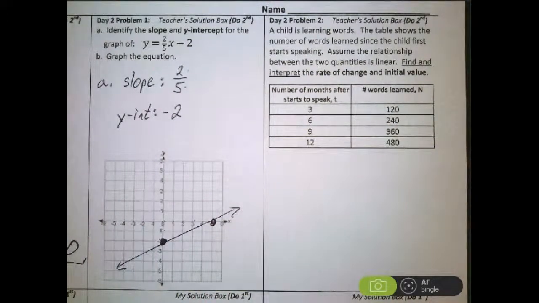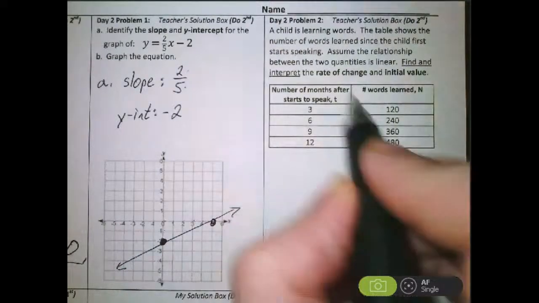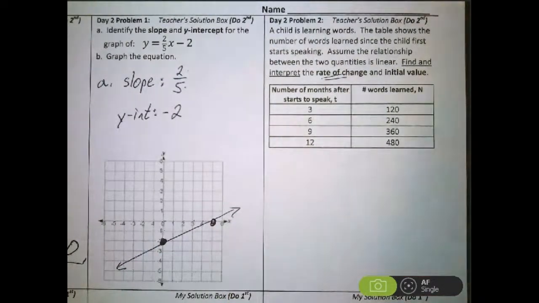Now day 2, problem 2. A child is learning words. The table shows the number of words learned since the child first starts speaking. Assume the relationship between the two quantities is linear. Find and interpret the rate of change and the initial value.